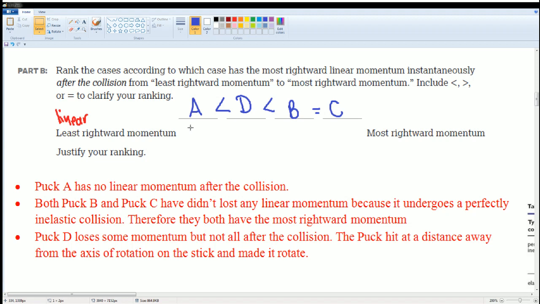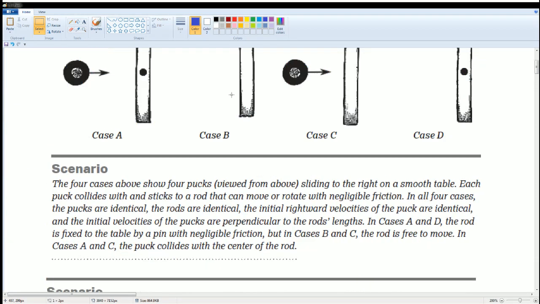Lastly, puck D. Why did I say puck D has a greater momentum than puck A if A has no linear momentum? Puck D will actually lose some momentum, but not all of it after the collision. The puck hits a distance away from the axis of rotation on the stick and made it rotate.